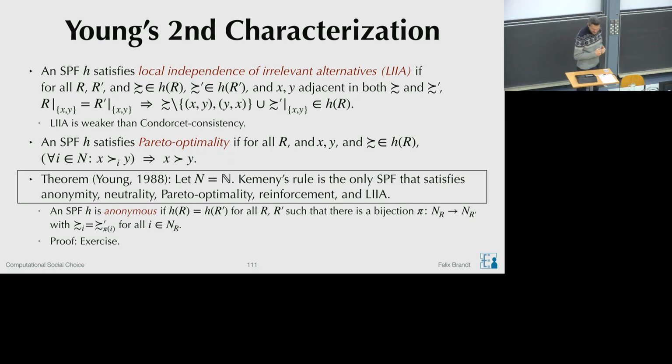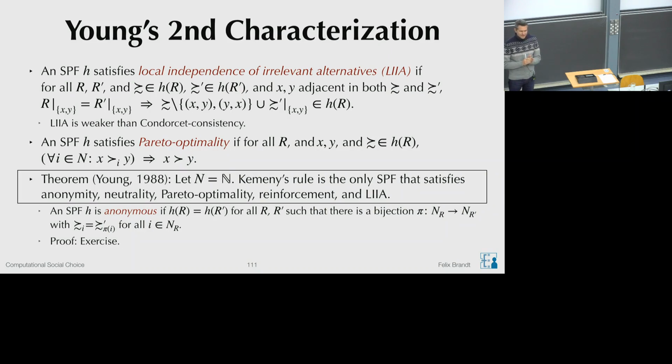And another thing that I would like to mention, if you look at this characterization or both of these characterizations: the story I told you last time was that there is this notion of Condorcet consistency and the notion of reinforcement, and they are incompatible for social choice functions. And then Young came along and had this beautiful characterization of Kemeny's rule, which unifies these two different approaches to social choice. And that is true. So the theorem is true. But we have to take into account here that this is really for social preference functions.